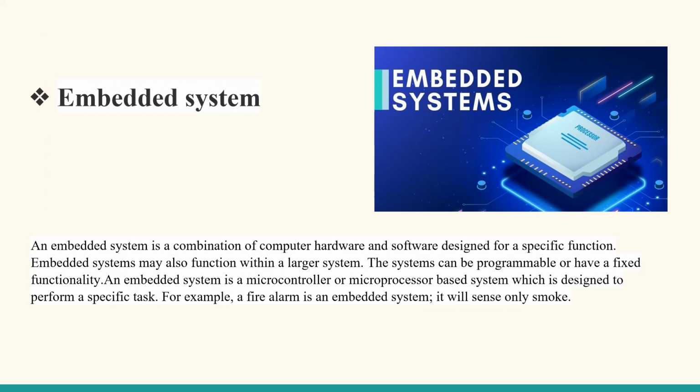Now let's move towards embedded systems. An embedded system is a combination of computer hardware and software designed for a specific function. An embedded system may also function within a larger system. The system can be programmable or have a fixed functionality. An embedded system is a microcontroller or microprocessor based system which is designed to perform a specific task. For example, a fire alarm is an embedded system. It will sense only smoke.